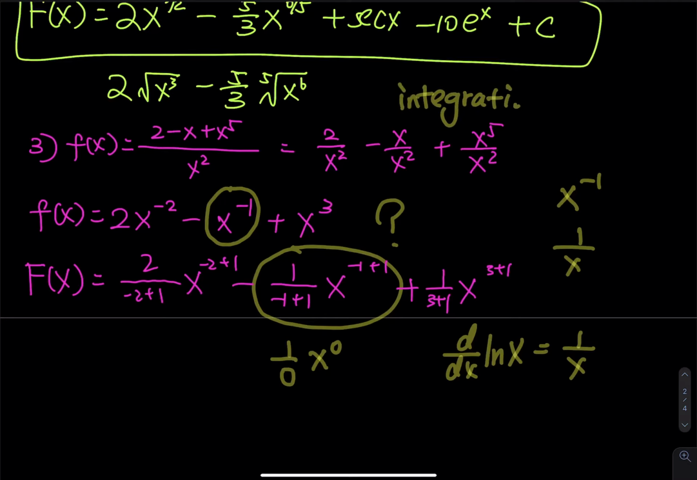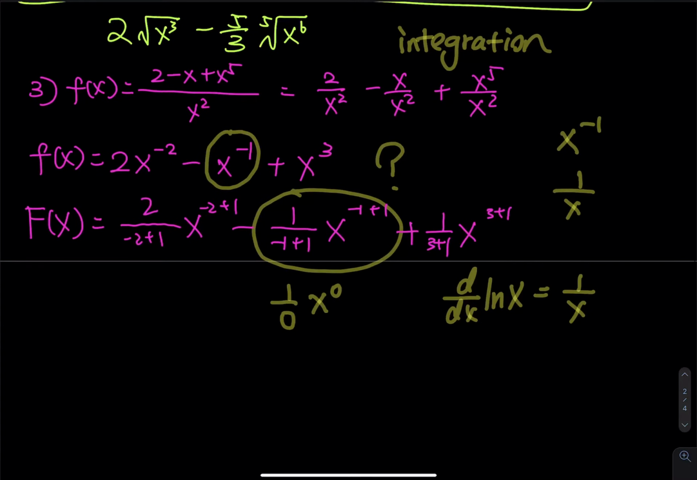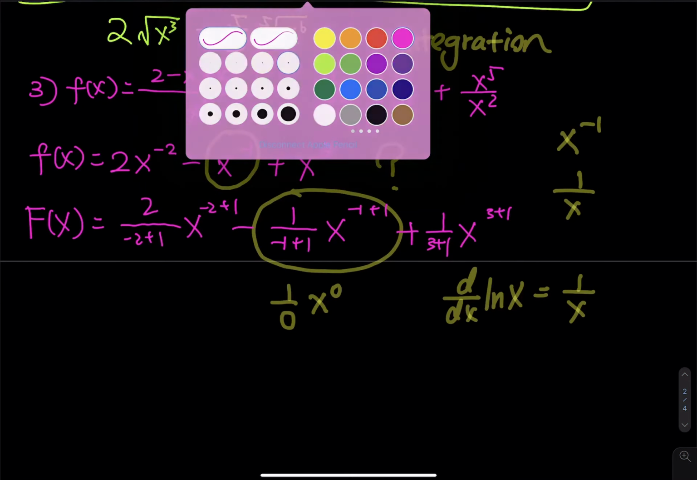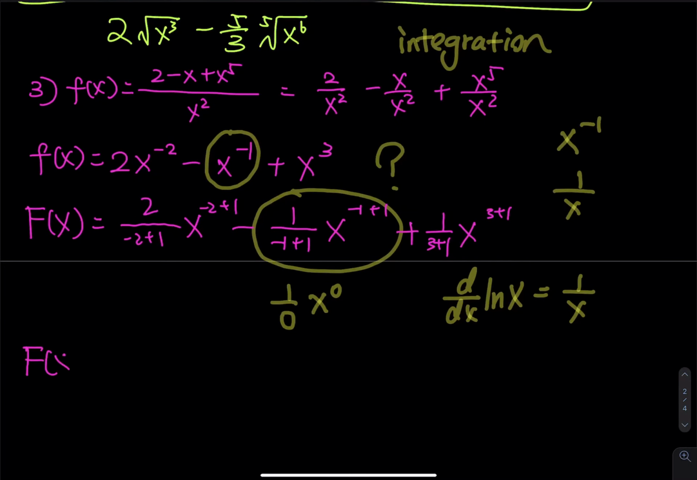When they ask for this integration, what is the right answer? So let me write the right answer right here. We have f of x equals to, this is a negative 2 plus 1, right? It's just a negative 1. 2 divided by negative 1 is negative 2. And then x to the negative 1, right? And then this one, the integral of x to the negative 1 is just ln x.